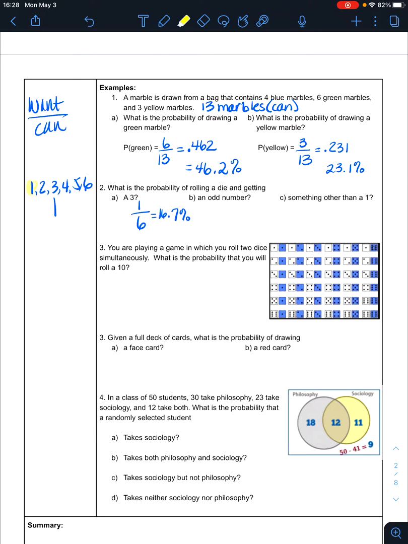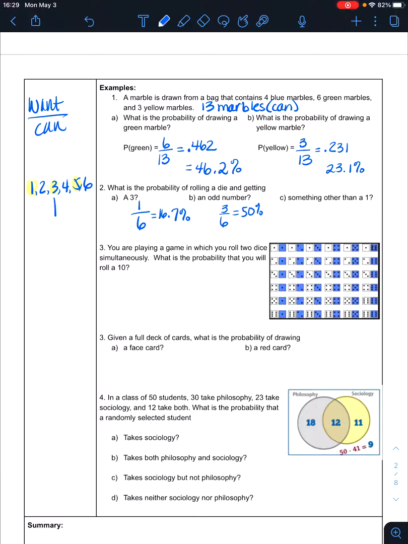What's the probability of rolling an odd number? Well, an odd number, 1 and 3 and 5, those are odd numbers. So there are 3 odd numbers out of 6 total numbers on the dice. So I have a 50% chance of rolling an odd number, or for that matter, an even number.